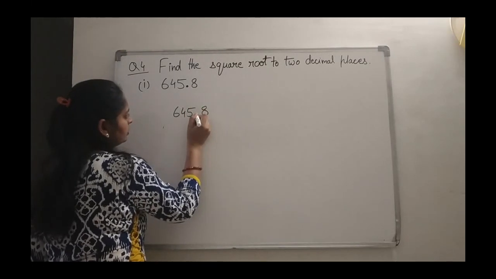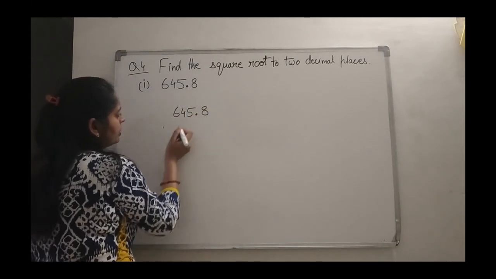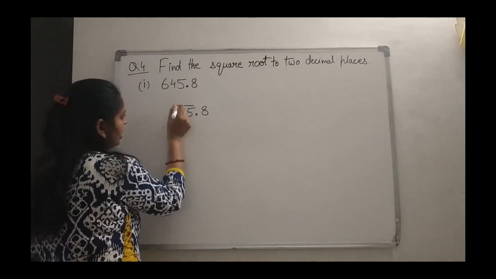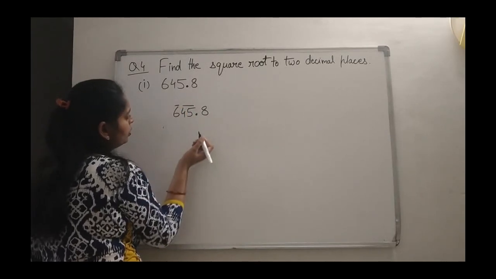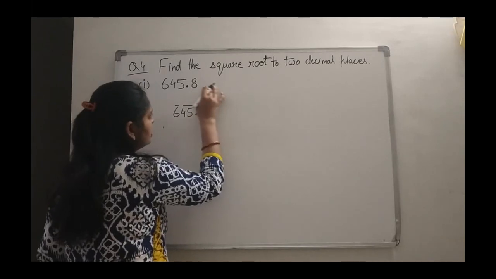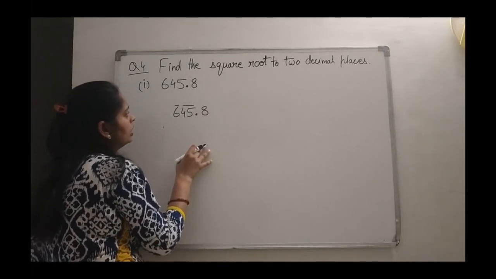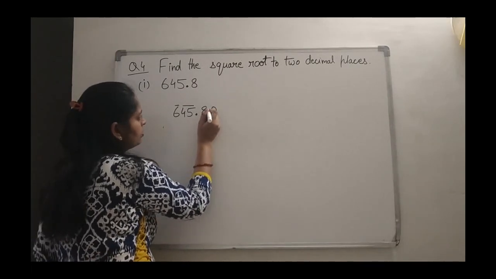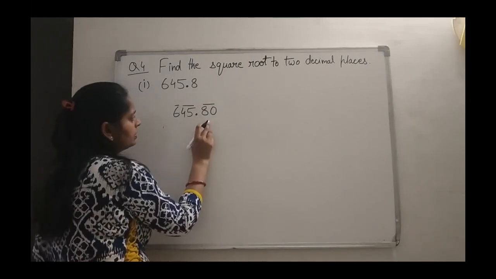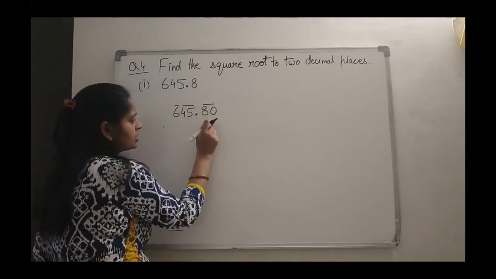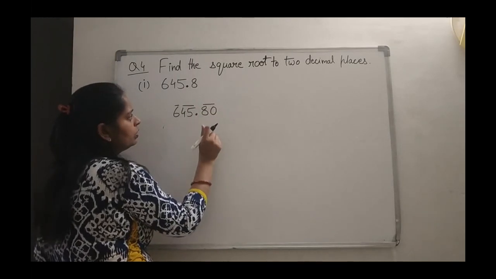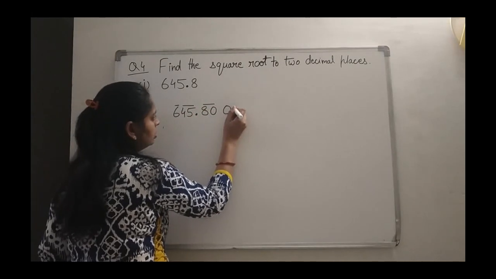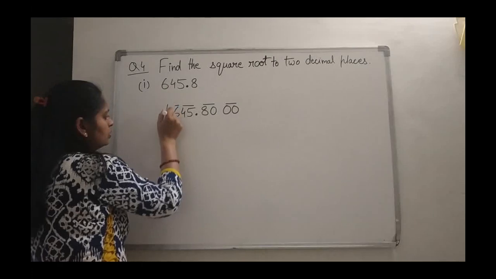645.8. We have to do the first barring. For the bar on the whole part, you start from the unit place. So first bar and second bar. In the decimal part, as you know, in a decimal we can add as many zeros as we want. The number is not going to change anywhere. So we have put a 0 here to make a pair. But this will give only 1 decimal place in the root value. But the question is asking for 2 decimal places. To get 2 decimal places, we will put 1 more 0. Okay. Then let's do.